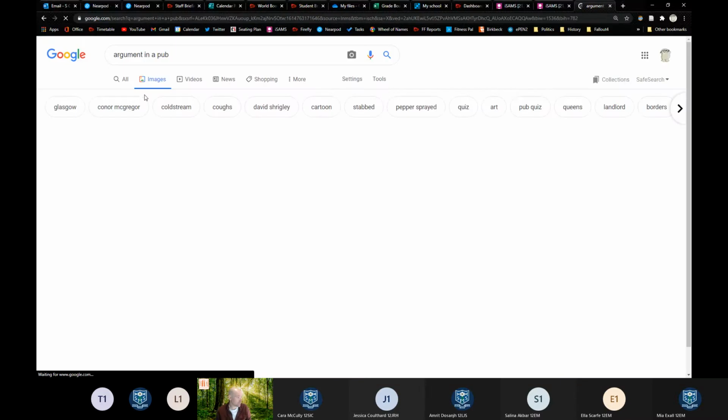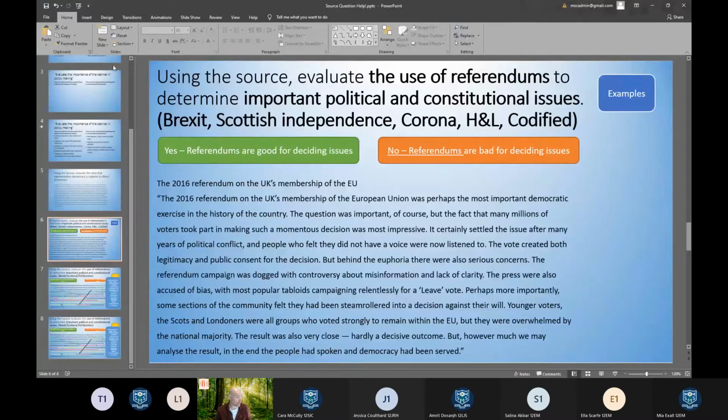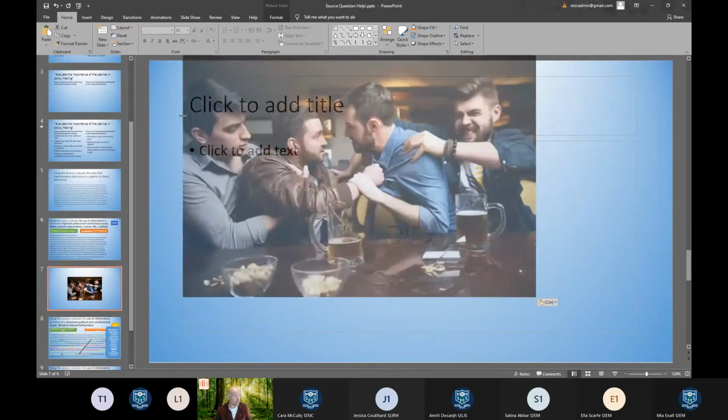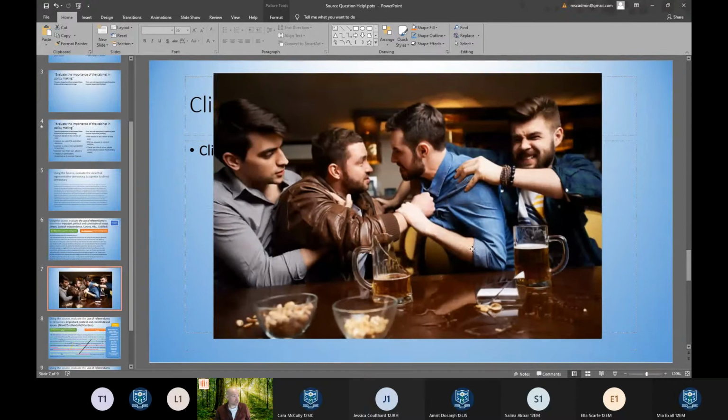Now, the way I like to think about source questions, and the reason why I think source questions are nice questions to answer, is because I want you to imagine that the source is one of these guys in the middle, or girls in the middle, and that they are presenting you with this argument. And you have the choice about whether you want to be on this guy's side or on the other side.